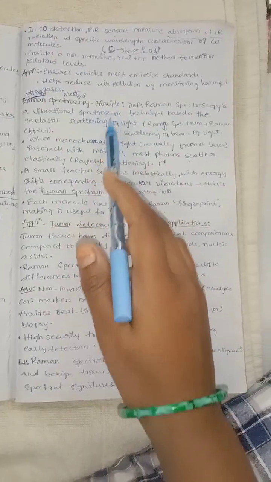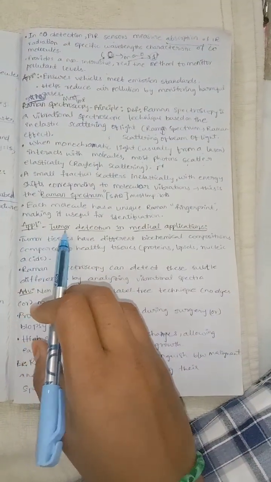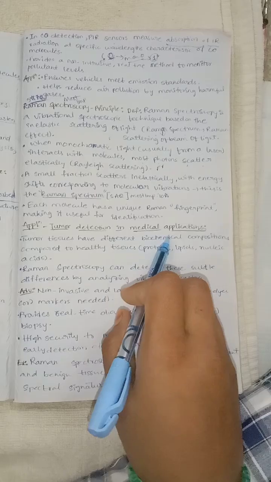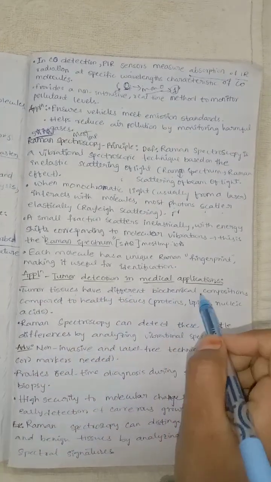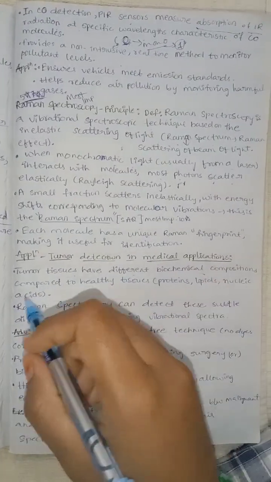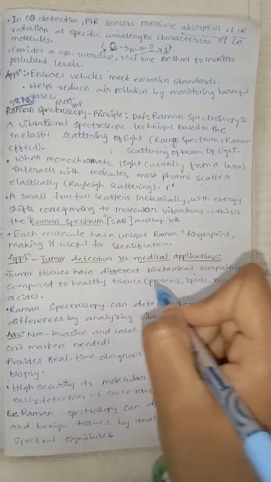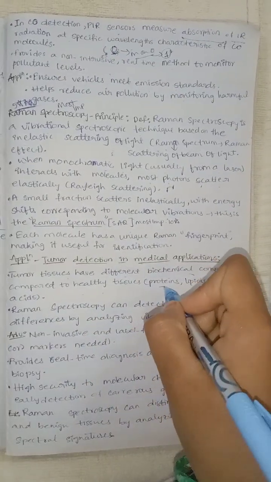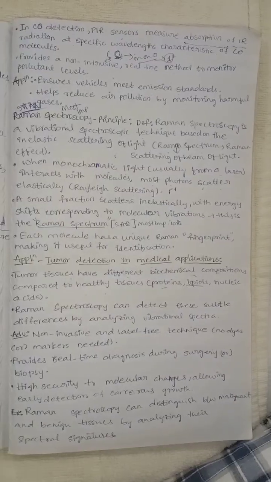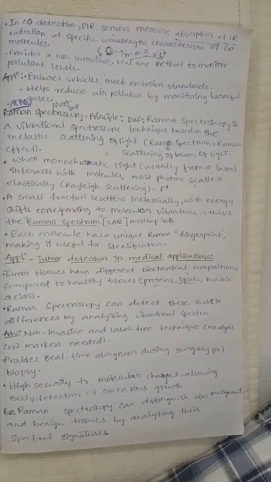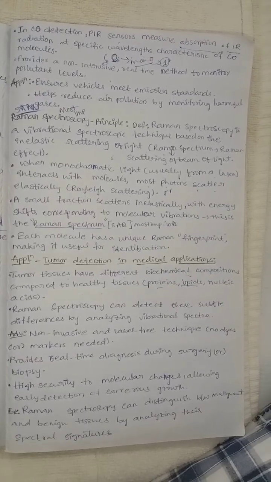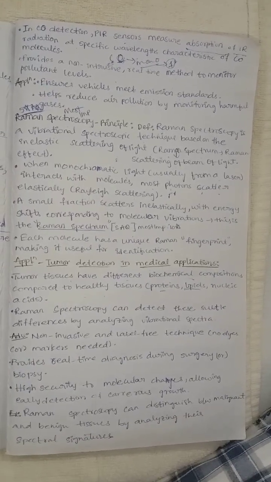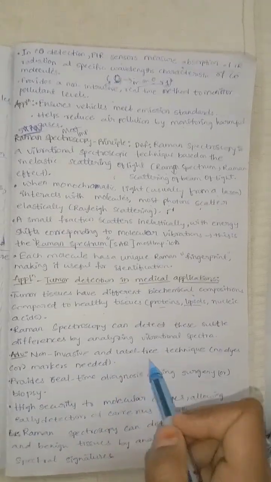It is used in applications like tumor detection in medical applications. Tumor tissue has a different biochemical composition compared to healthy tissue, like how many proteins, how many lipids, how many nucleic acids are present. For detecting this in medical applications, we use Raman spectroscopy. Raman spectroscopy detects these subtle differences by analyzing vibration spectra.